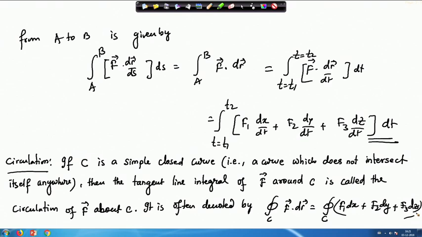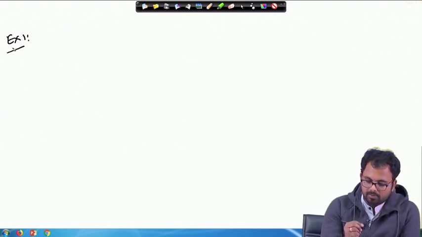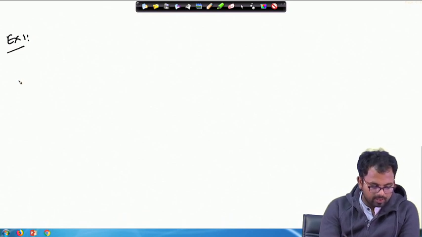All right. So now we will try to solve some examples on the line integral, because line integral makes more sense when you actually try solving some examples than learning about the theory. So let us start with our first example. When we solve the examples, the concept will become even more clear.